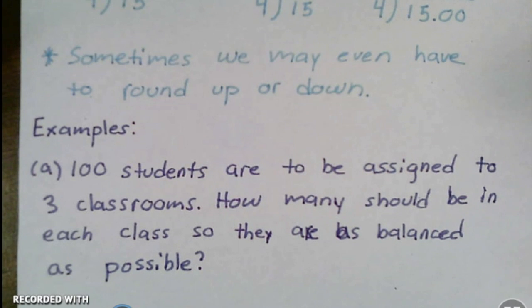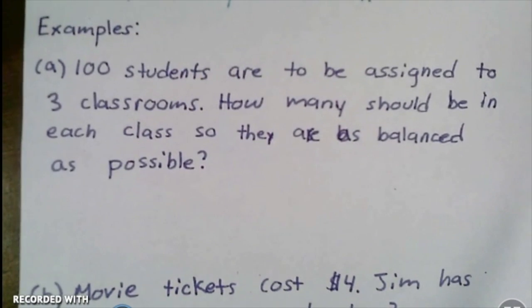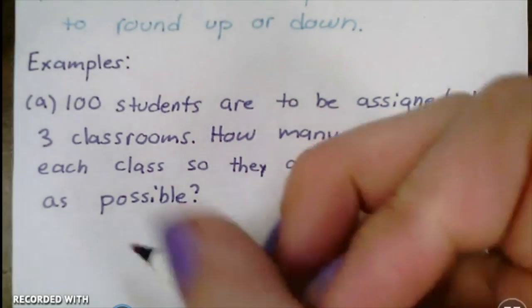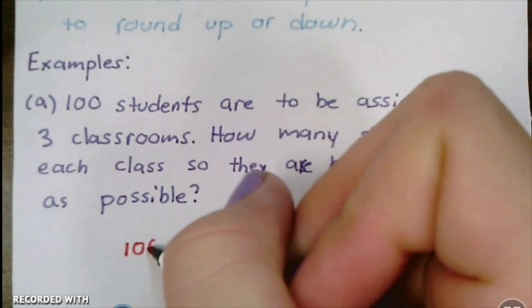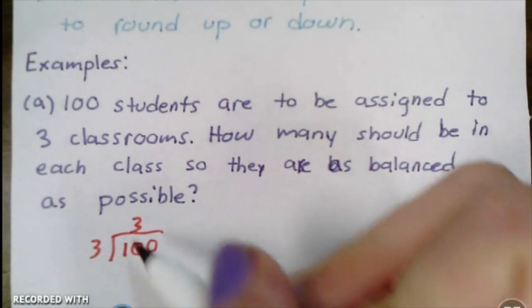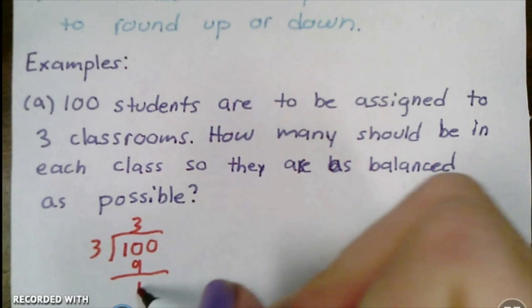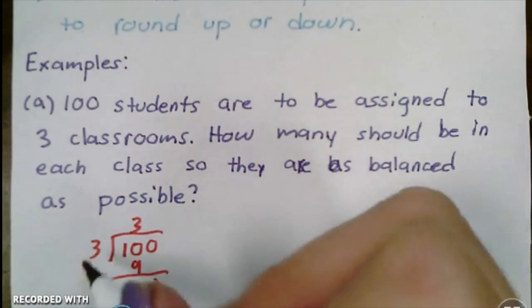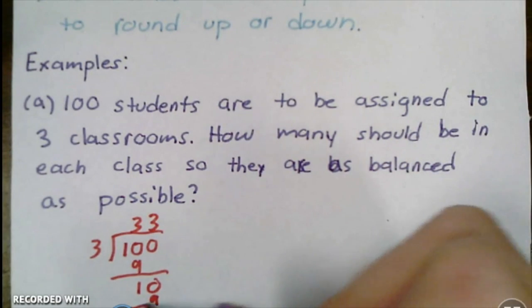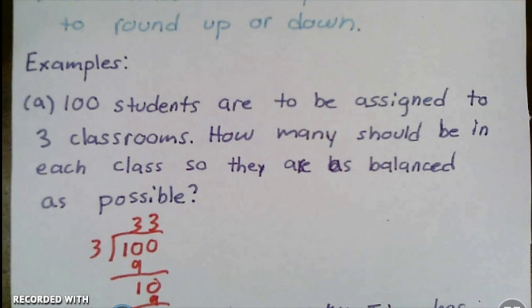100 students are to be assigned to 3 classrooms. How many should be in each class so they are as balanced as possible? So the first thing I'm hoping you recognize is that this is a division problem. I need to divide 100 students into 3 classrooms. So if I write that, 3 goes into 10 3 times, for a remainder of 1. Bring down the 0. 3 goes into 10 3 times again. And the same thing is going to happen, and so I have this remainder of 1.